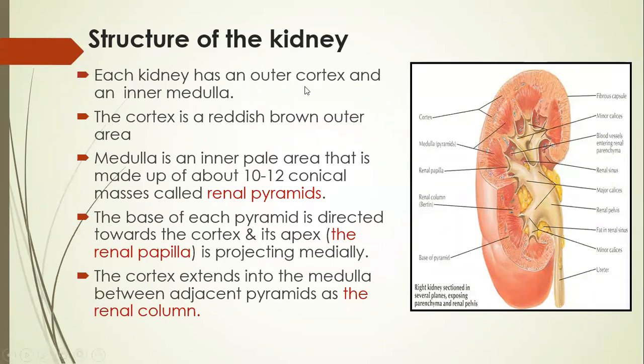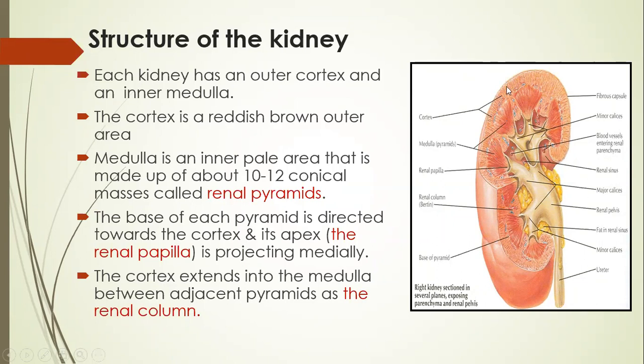Each kidney has an outer cortex and an inner medulla. As you can see here, there are two layers of the kidney. This is the outer cortex and this is the inner medulla. So the kidney is broadly divided into outer cortex and inner medulla.